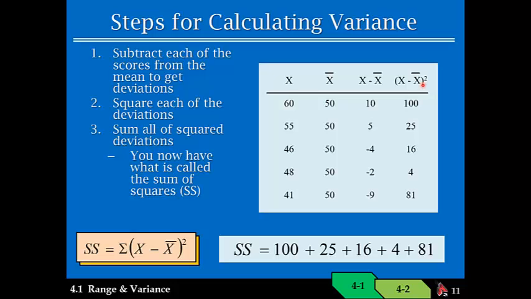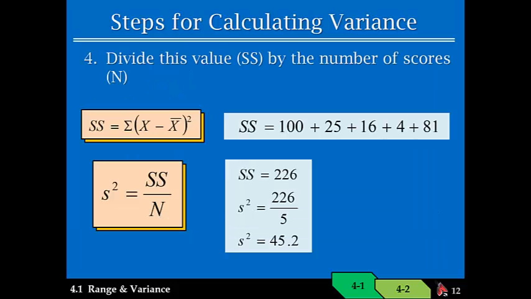Now that all of your deviations have been squared, you're going to sum all of the squared deviations. So the sum of squares essentially involves just summing each of these values. So 100 plus 25 plus 16, etc. Once those have been summed, you have the sum of squares.